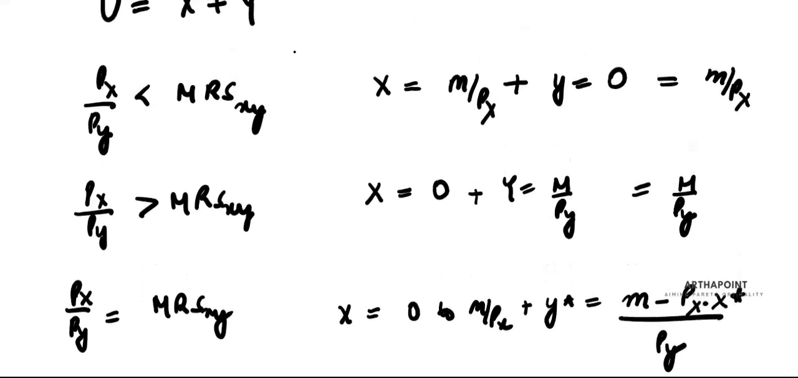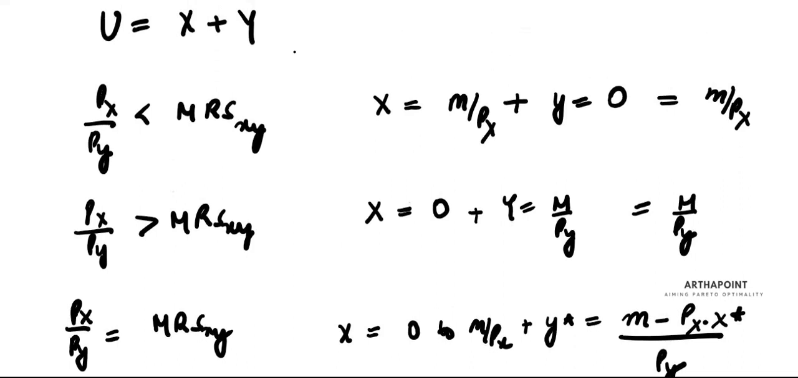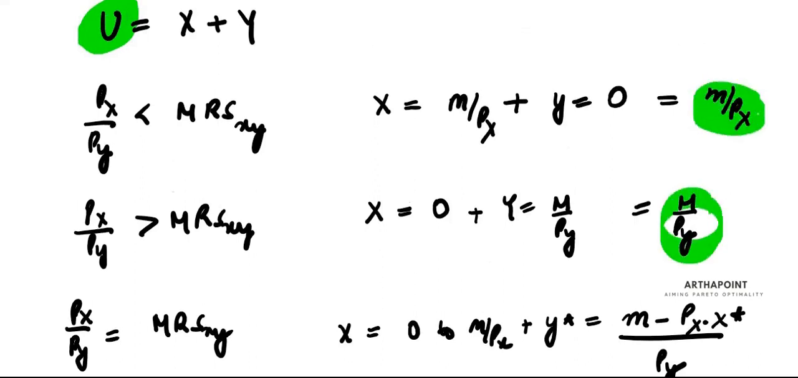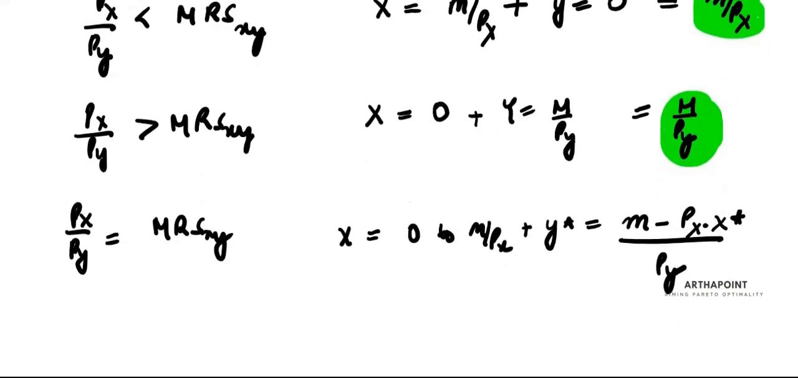Now, please see that my indirect utility function is either M by Px or M by Py, or this, which will also come out to be either M by Px or M by Py or something in between. So I'll take two extremes. When X is 0, it will come M by Py. When X is M by Px, it will come M by Px, right? So it will be between these two values only.